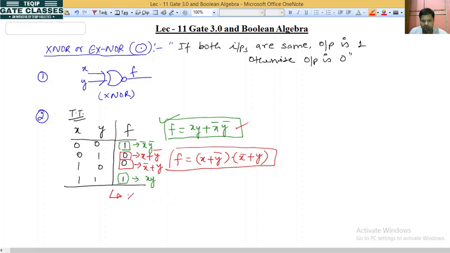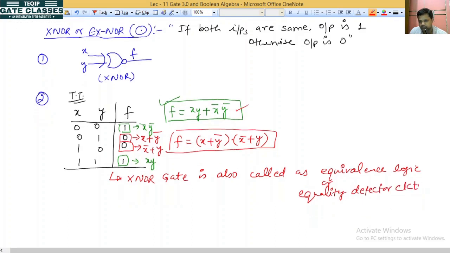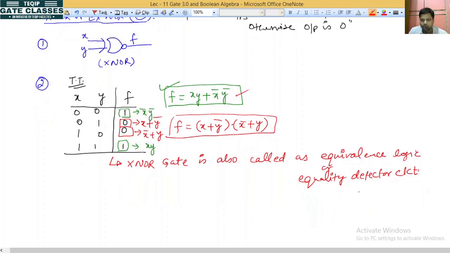This XNOR gate is also called equivalence logic, or you can say equality detector circuit. What is the XNOR gate? An equality detector circuit. Meaning, how is it called equivalence logic?